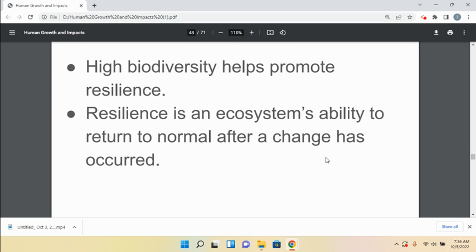Resilience is an ecosystem's ability to return to normal after a change has occurred. And again, high biodiversity is what allows that to happen. If you have a biodiverse ecosystem and a change happens, there will be something in that ecosystem that can deal with the change. If you don't have high biodiversity, you could wipe out an entire ecosystem.